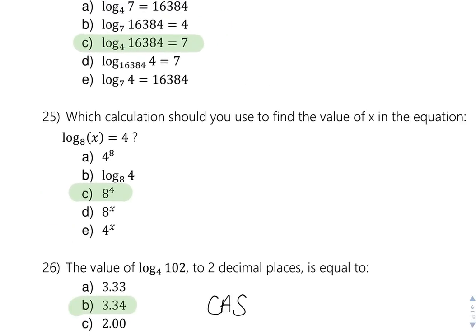Which calculation should you use to find the x in the equation log 8 of x equals 4? This is the opposite of the previous question, so rearrange it. Base is 8, power is 4, and that would be equal to x. You should have immediately got rid of anything with x in it because you're trying to find the value of x. So D and E should have been out right at the start.